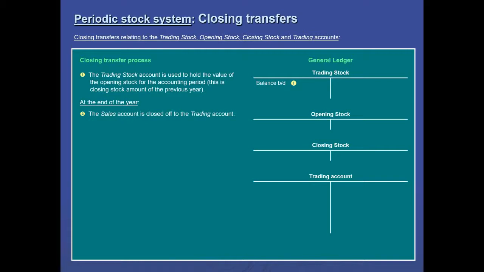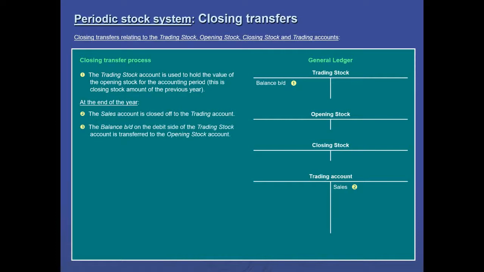So at the end of the year, the sales account is closed off to the trading account. That's basically what we are used to. So we would have a sales account with a credit balance as it's an income account. We will therefore debit sales and credit the trading account. Therefore, sales is the contra entry on the credit side of our trading account.